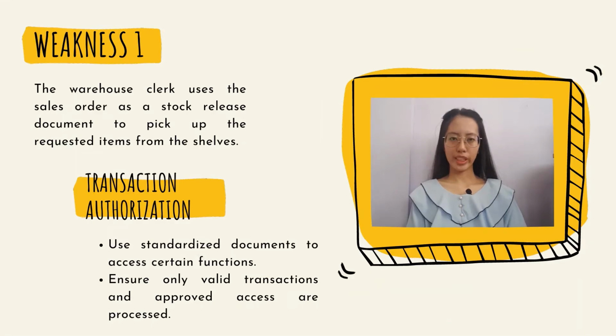For the first weakness, the appropriate internal control procedure is transaction authorization. Sales order is not the standardized document for inventory picking. Thus, every department in SSU must use the standardized documents to access certain functions. It ensures that only valid transactions and approved access are processed.